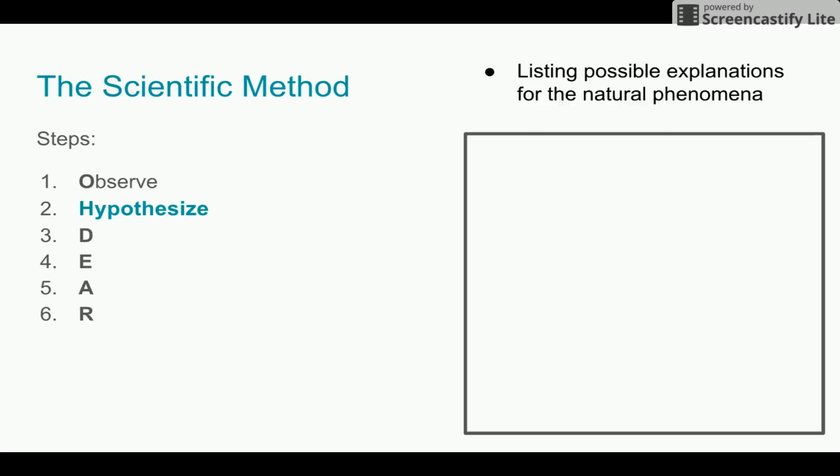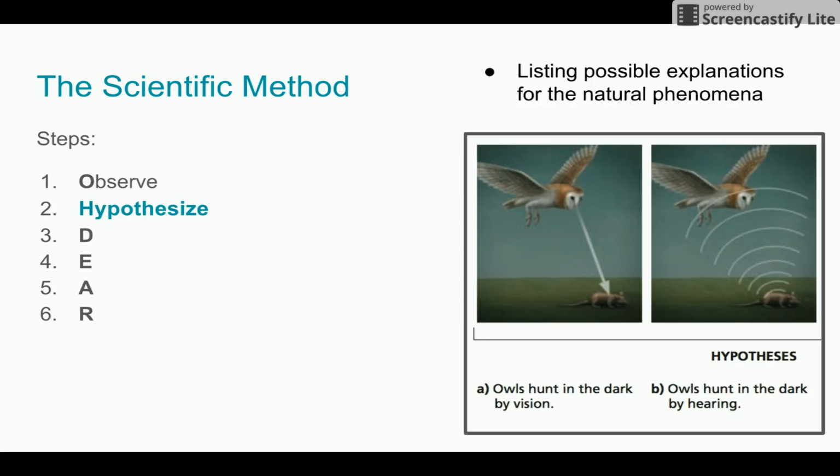Our second step is hypothesize. So this is all about listing the possible explanations for those phenomena that we observed. So the hypotheses for our owl example are that either owls hunt in the dark using vision, or owls hunt in the dark using hearing. So these are the possible explanations.